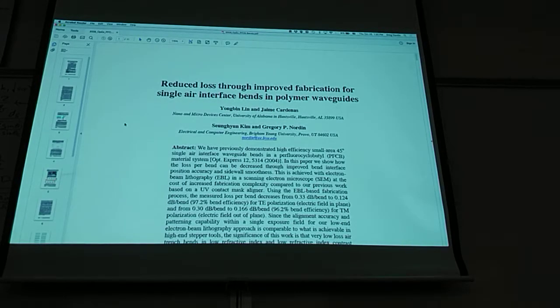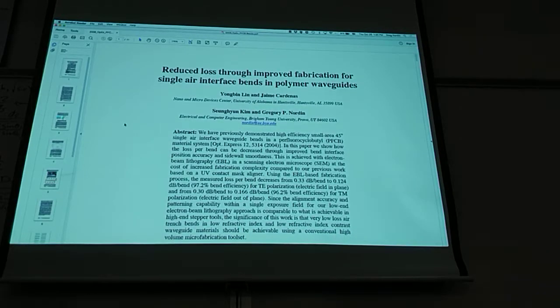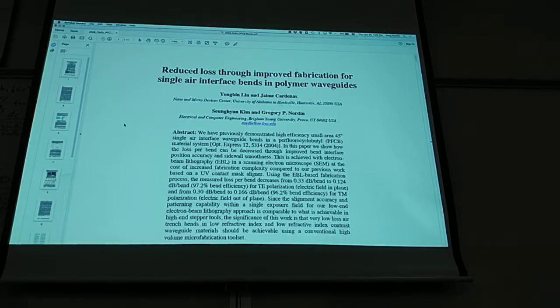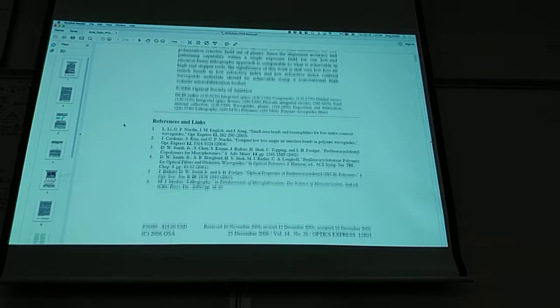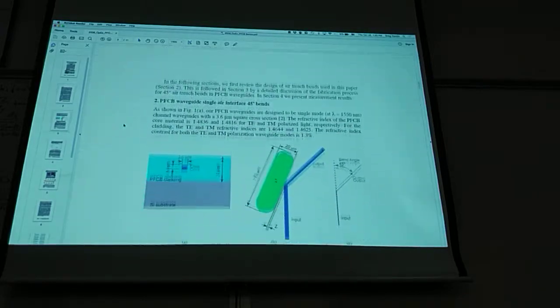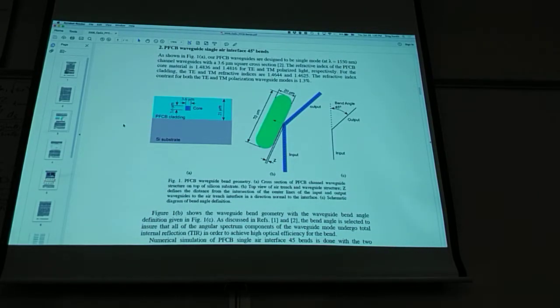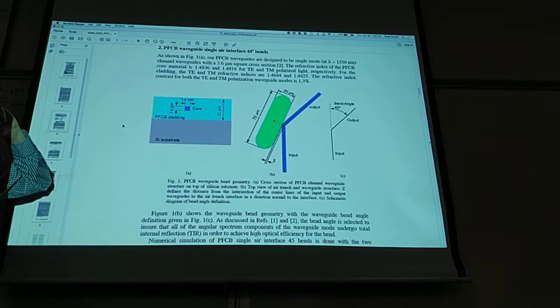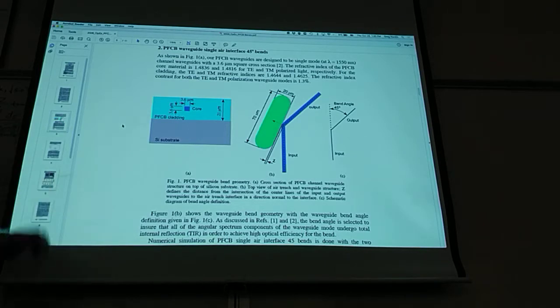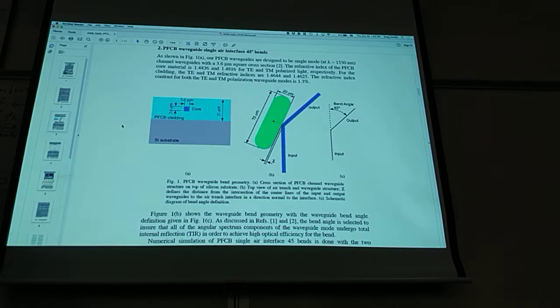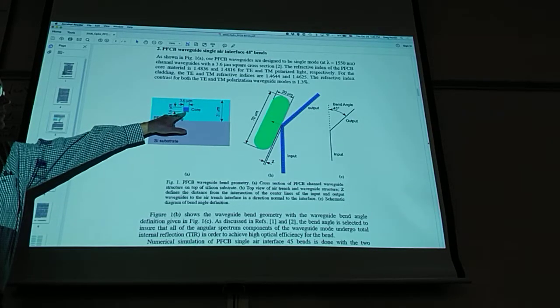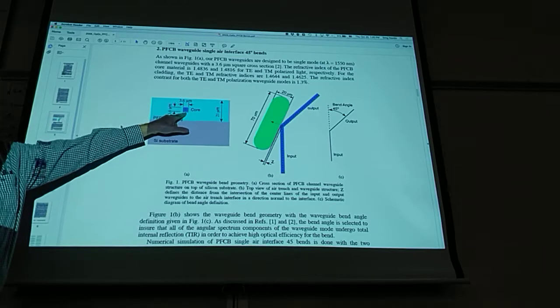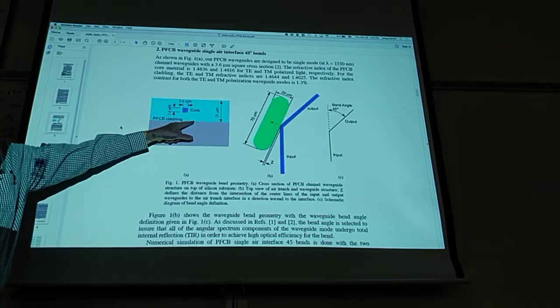Okay, so here's one of our papers, 2006. We're doing something with polymer waveguides, and we've got these single air interface bends. What the heck is that? So we were doing polymer waveguides with something called PFCB, perfluorocyclobutane, which is a fluorinated polymer, so it was really nice for some waveguide applications. And so we have this buried core in a cladding, and the core has a refractive index a little bit higher than the cladding.